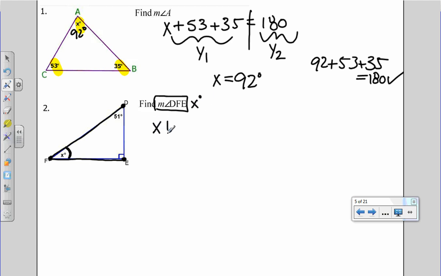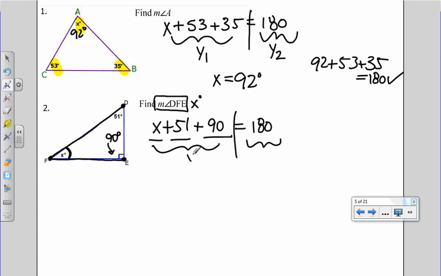So I have x plus 51 plus, well hold on, I don't have a third angle here. Or do I? What does this mean? It means 90 degrees. Please don't leave out that third angle. We only know the sum when we have all three angles. So 90 is our third angle, adds up to 180. Pick your favorite way of solving, whether it be y1 and y2, or just subtracting from 180. You might get in the habit of showing this work though, because we're about to get some harder problems in a minute.